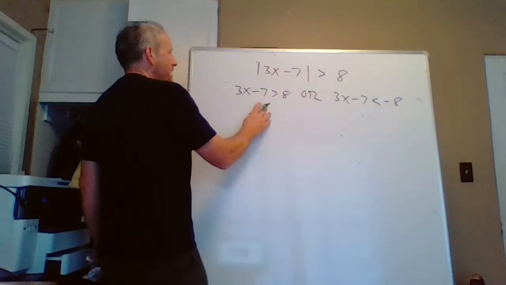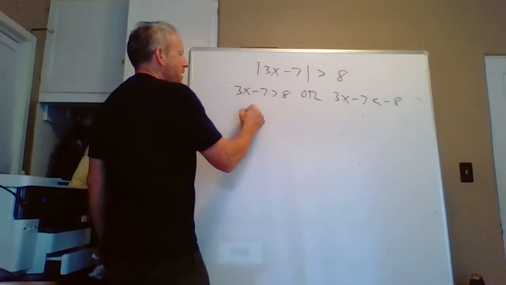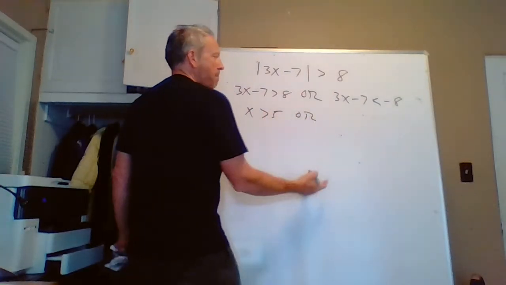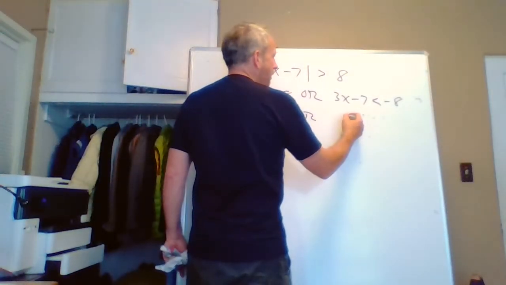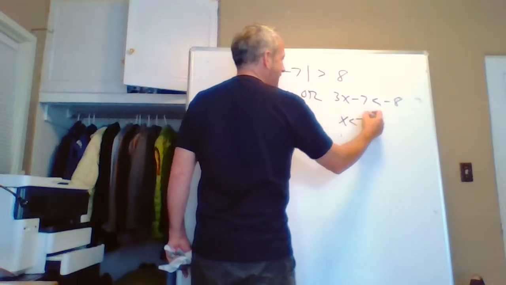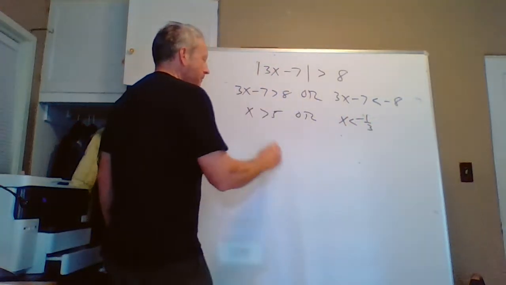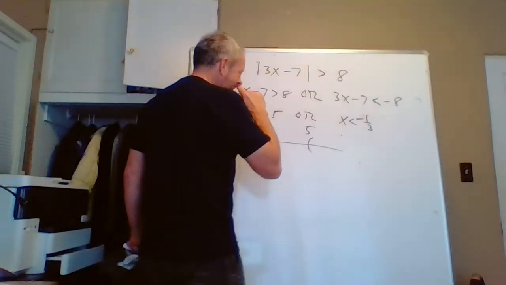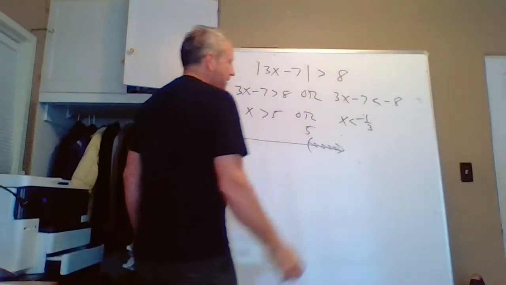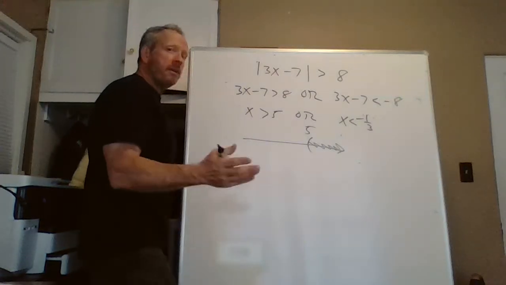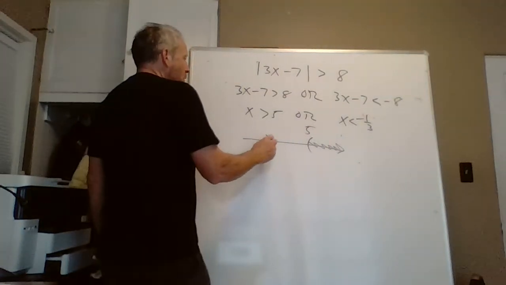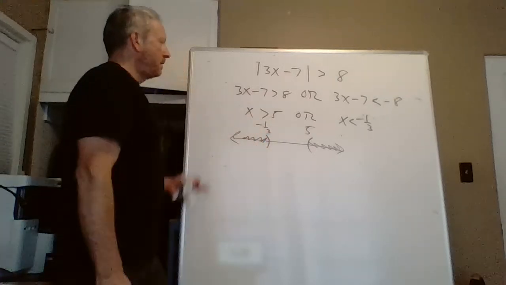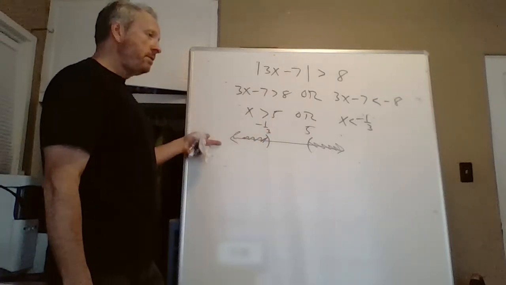And let's go ahead and solve these. The math is the same. Add 7, divide by 3. X is greater than 5. Or add 7, divide by 3. X is less than negative 1/3. How would I graph this? Let's see. X is greater than 5. There's 5. We'll shade everything going off in that direction. That's everything to the right of 5. Or we'll go to the left of negative 1/3. We'll do this. You could leave the answer like this.